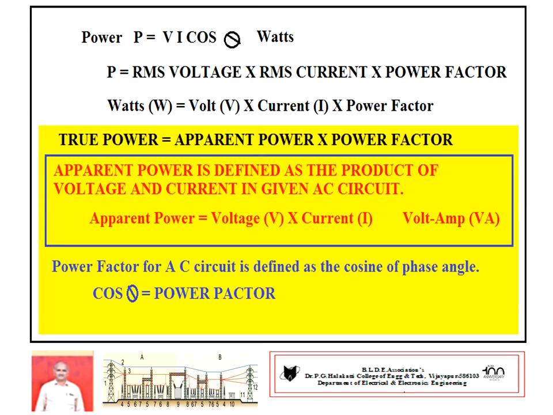So, power factor of a given AC circuit is defined as the cosine of the phase angle. It is known as the power factor of the given AC circuit. From the above definition, power factor is also defined as the ratio of true power to apparent power.